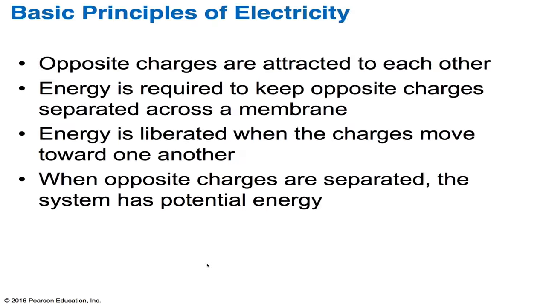Our body is said to be electrically neutral because we have the same number of positive and negative charges. However, we have areas where there is one type of charge that predominates, making such regions either more positively or negatively charged. Because opposite charges attract one another, energy has to be used to separate them. On the other hand, the coming together of opposite charges liberates energy that can be used to do work. And it's for this reason, when opposite charges are separated, the system has potential energy.